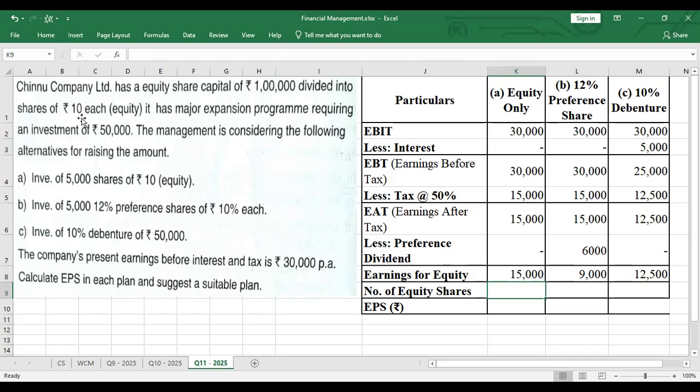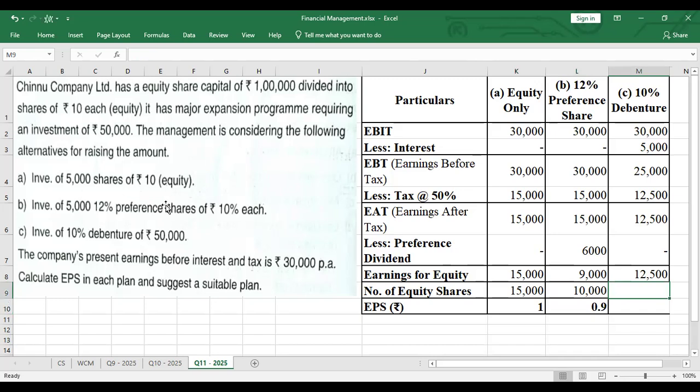Number of equity shares: 10 lakh, 1 lakh divided by 100, that is 10,000, plus 5,000 new shares, total 15,000. 15,000 by 15,000, rupees 1. Then next, the old shares: existing shares 10,000 plus new, no new shares, so only 10,000 shares. 9,000 divided by 10,000, 0.9.